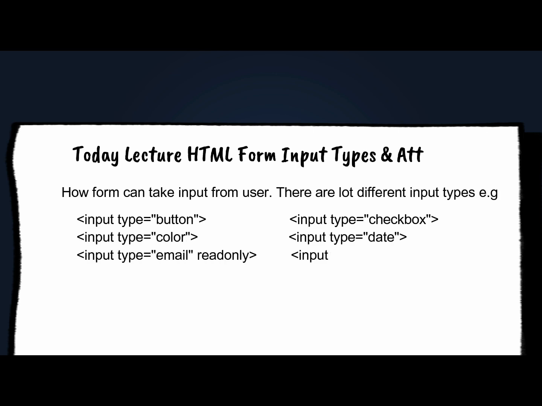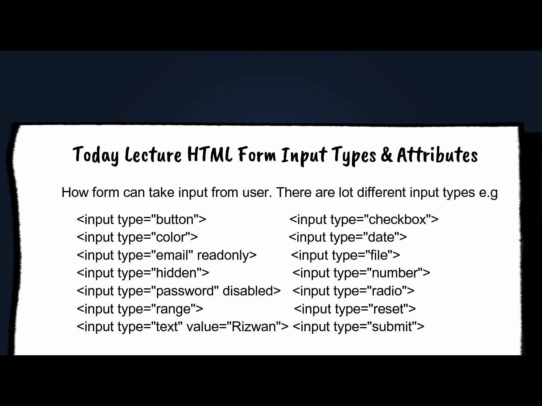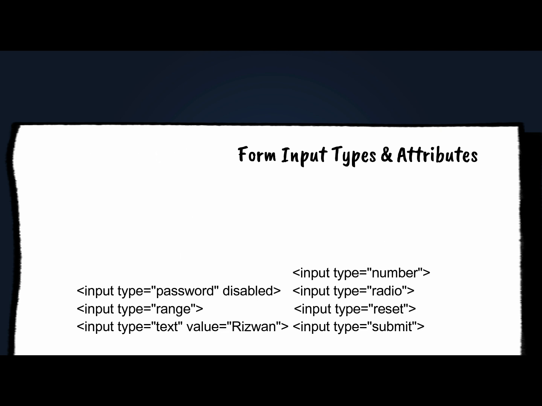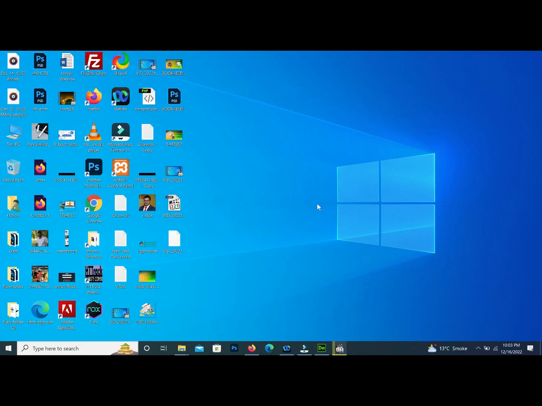Today, we will learn about HTML input types and their attributes. In an HTML form, how can a user input in a field? There are different types of input field, for example, date, email, file, hidden, image, month, number, text, etc. I will explain you one by one with a practical example. So let's get started now.